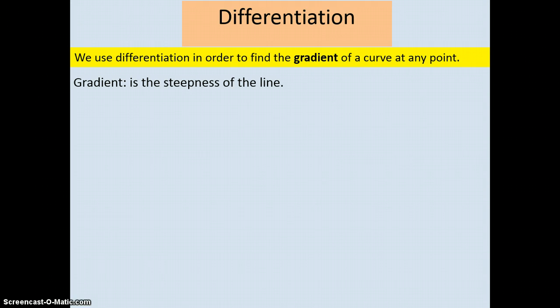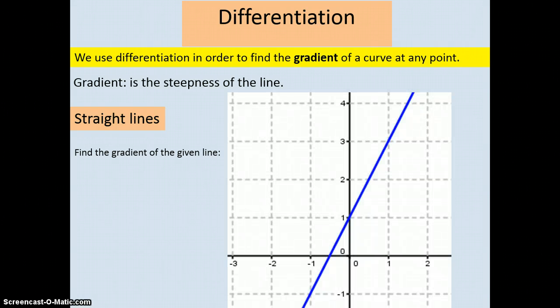If we start with the easiest graph, which is a straight line, we want to find the gradient of the given line here. We need to know that gradient is the steepness of the line, and gradient depends on height over base. That's why we're given this formula here, y2 minus y1 over x2 minus x1. y2 minus y1 is the difference in the y-axis, which means height, and x2 minus x1 is the difference in the x-axis, which is the base.